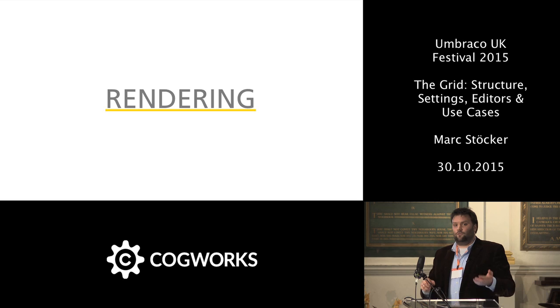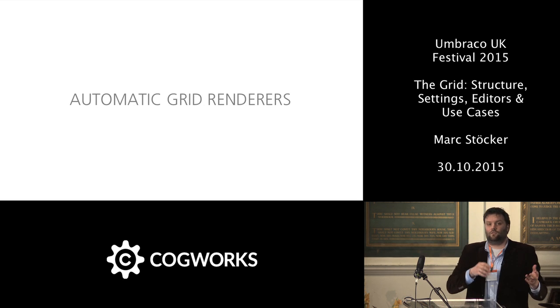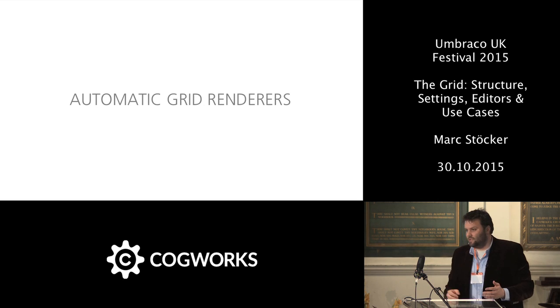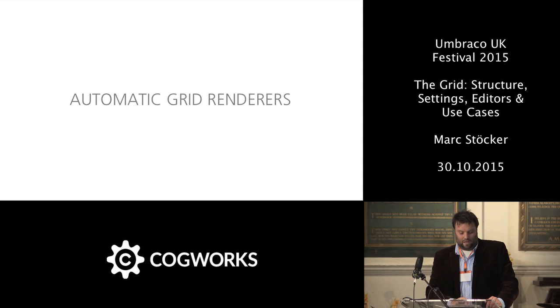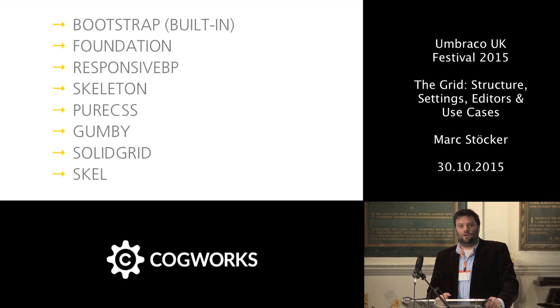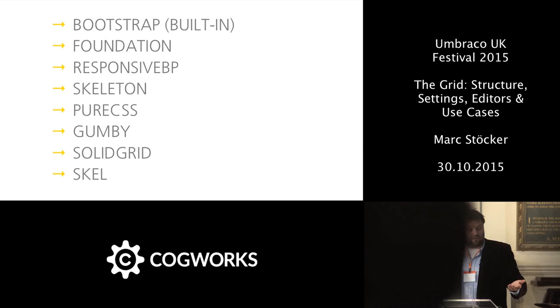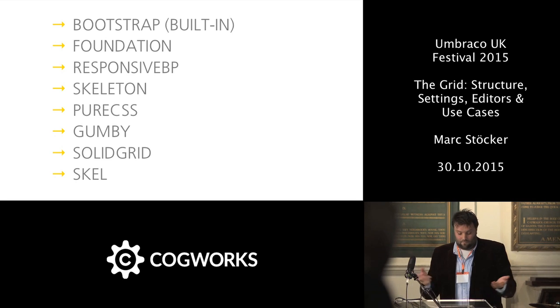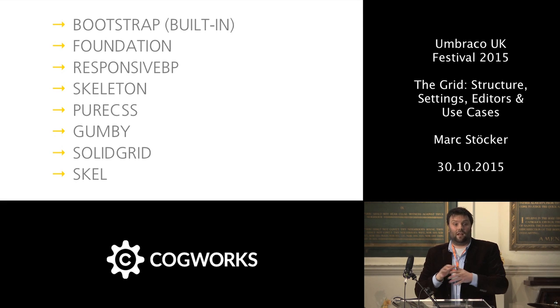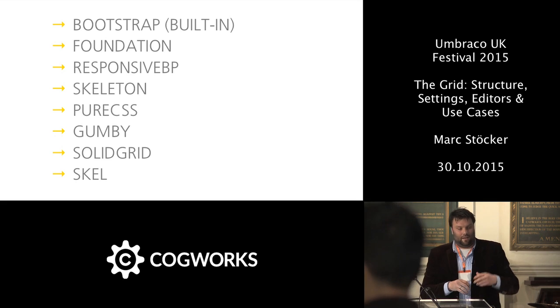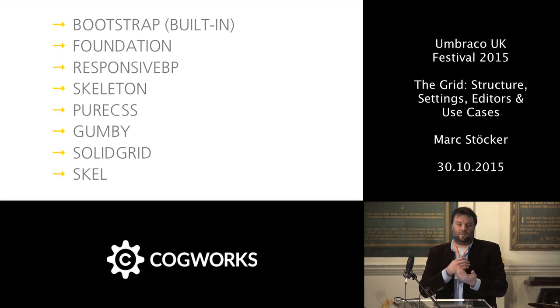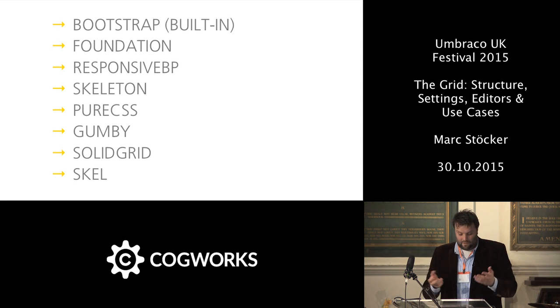So we have several kinds of renderers. If you edit the grid, you can use renderers to output it. It's a very simple concept, which is quite clever. And you can use a bunch of frameworks for it. So, for instance, if you love to use Bootstrap, it's built right in. But if you love to use Foundation instead, or Responsive BP, or Skeleton, or Pure CSS, there are renderers as well. You plug these renderers in, and they take the grid, which the editors use in the back office, and translate it into the final markup. So everything nice and smooth, nothing too complicated from a development perspective.